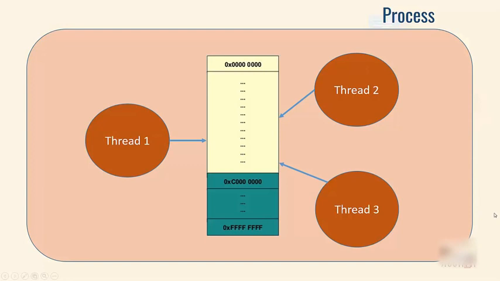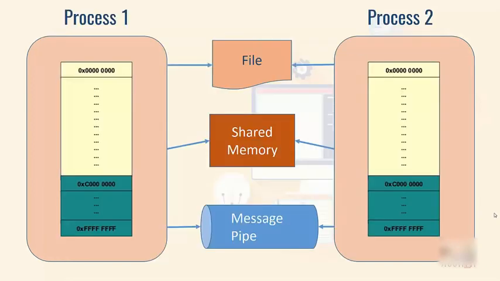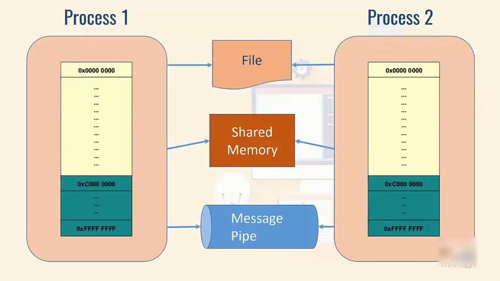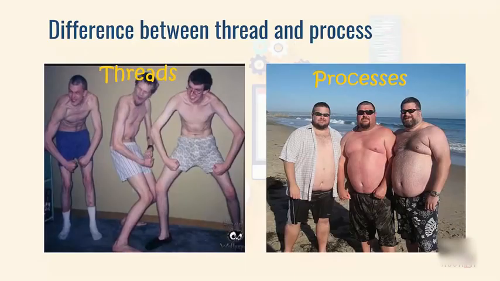Whereas if you look at the processes, this is process 1 and process 2, they have their own address space. And if they ever want to communicate with each other, they can use inter-process communication techniques such as a file on the disk, shared memory, or a message pipe. So from these two pictures you can at least guess the key difference between a process and a thread. The key difference is that threads are lightweight whereas processes are heavyweight.